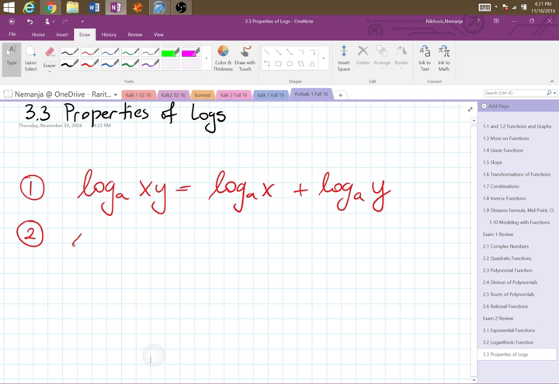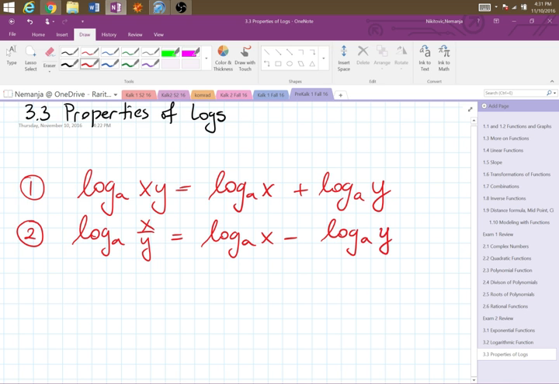Second one is the log base A of x divided by y. What do you think? Minus. Very good. And the third formula is going to be log base A of x to some power p. P goes in front, and we have log A of x.